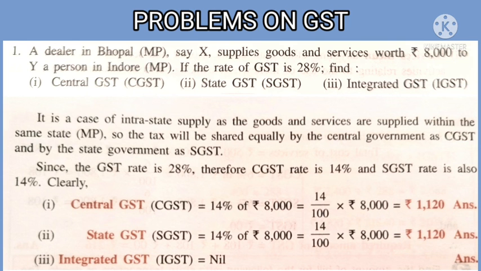Okay, here the rate of GST is 28%. So if we divide 28 by 2, then it will be 14%. Therefore CGST will be 14% of rupees 8,000 and it is 1,120. And similarly, the state GST will be 14% of 8,000 and it is also 1,120. Okay, and it is a problem of intrastate. So here integrated GST is not applicable. So here integrated GST is nil.